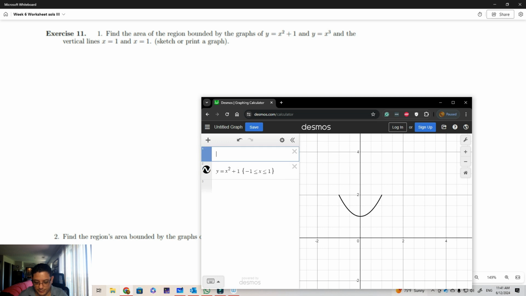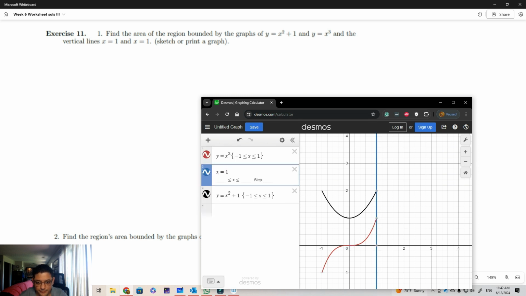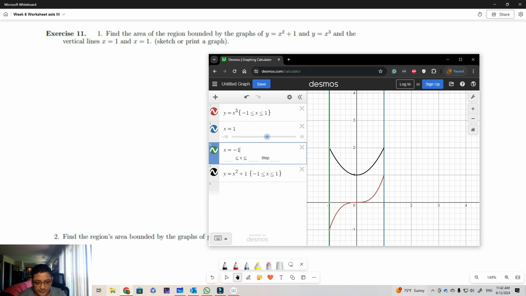And also x cubed. And so notice that between minus 1 and 1 they are not crossing each other. So I'm going to need to establish the boundary with the lines. So I'm going to do x equals 1, and I'm going to do x equals minus 1. So now I can see the area. The area that is being enclosed is this area in the middle here.